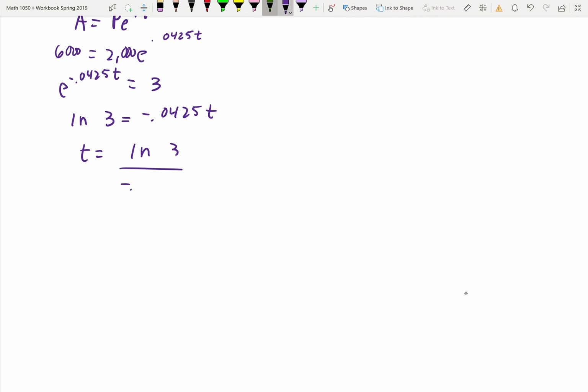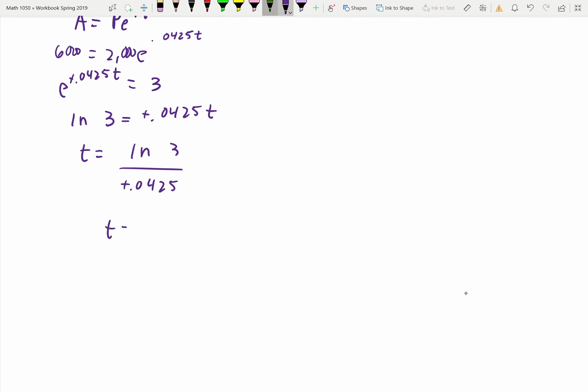ln 3 divided by negative 0.0425. Grab your calculator, go ln 3, close it off, divided by negative 0.0425, hit enter, and I did something wrong. Oh, I don't know why I have a negative. That's funny. That is not a negative, that is a positive.